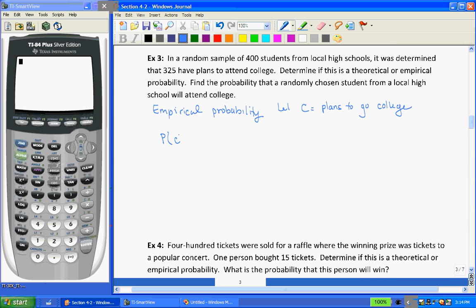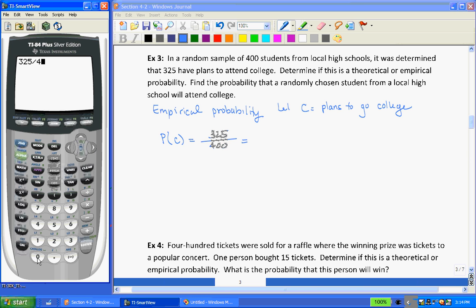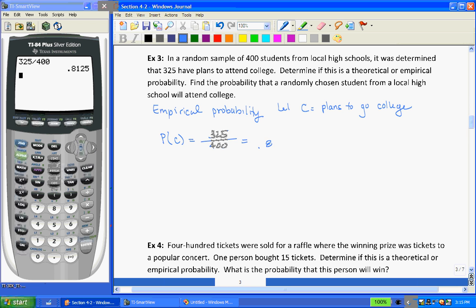So the probability of C equals, well, how many already actually do plan to go to college? 325, that goes on top. And the total number of students that we talked to, 400. Let's see what we get here. So that's 0.8125. Be sure to pay attention to the directions in your homework and what is asked for the rounding.